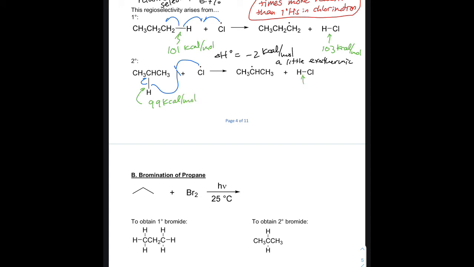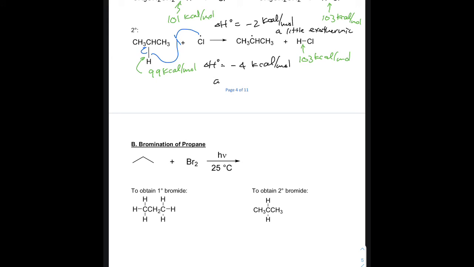and the bond HCl is the same, 103 kilocal per mole. So what's the delta H at this step? Well, it would be 99 minus 103, so it would be minus 4 kilocal per mole. Meaning that this is a bit more exothermic than primary. Not by a lot, but some, right?